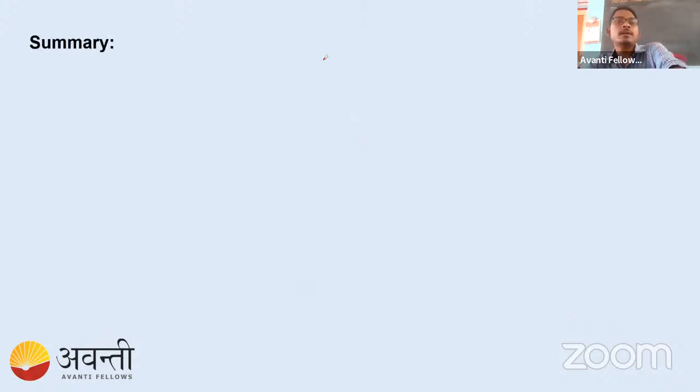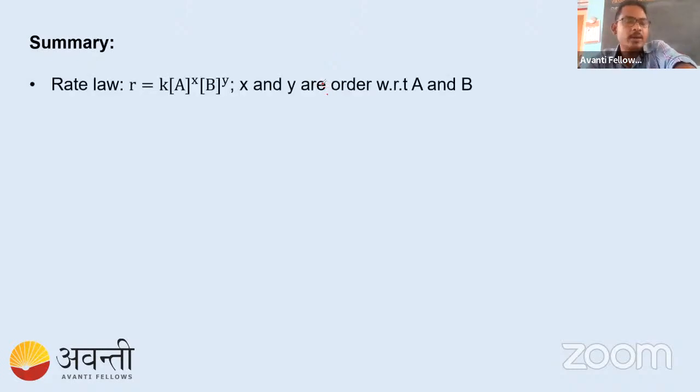Okay, so now let's discuss the things we have seen in this class. We have studied the rate law, and the rate law gives us the relation between the rate of the reaction and the reactants with some power. There we also get a constant, which is called the rate constant. We come to know it is a function of the reaction and the temperature. I mean, if you vary the temperature, K will vary. Okay, and X and Y are the order with respect to A and B.